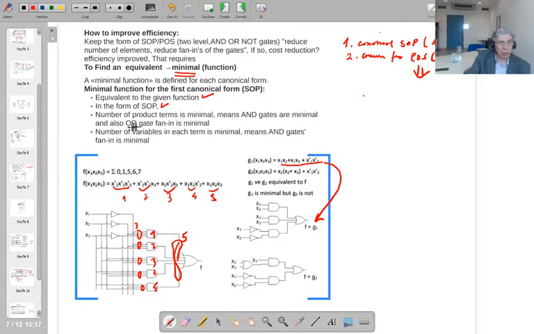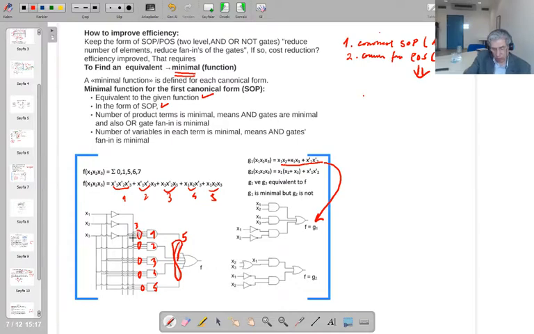And also OR gate fan-in is minimal. Because if the number of product terms is minimal, then OR gate fan-in is minimal. Apart from that, the number of variables in each term is minimal. So that means the fan-in of these AND gates is minimal.